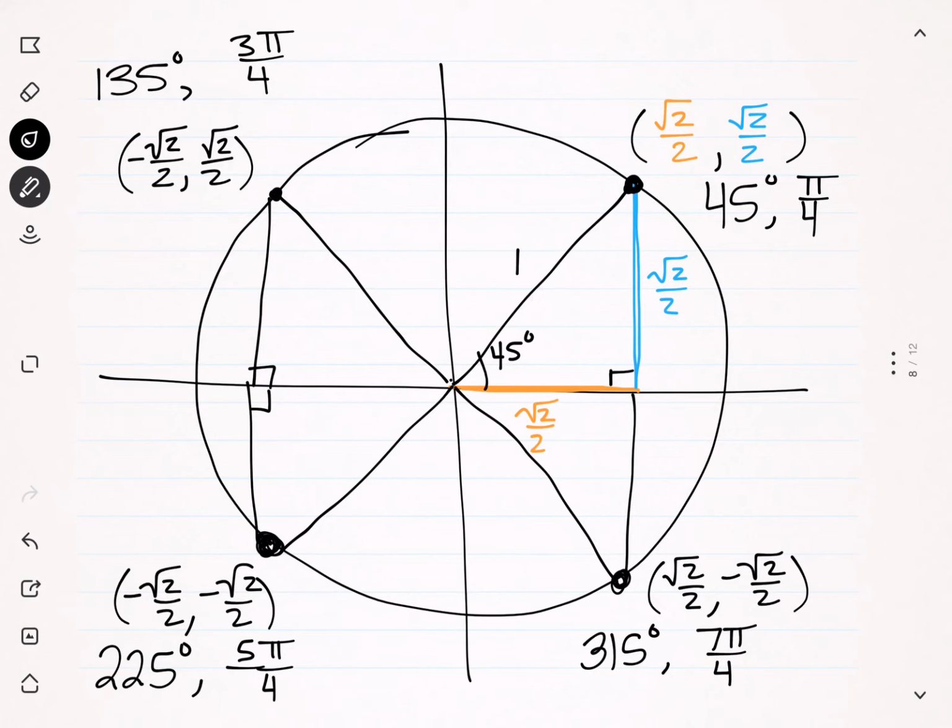Okay? So last we want to look at the 60-degree angle. And for the 60-degree angle, you guys, we already solved the 30, 60, 90 triangle.